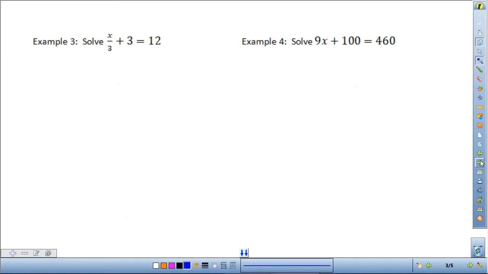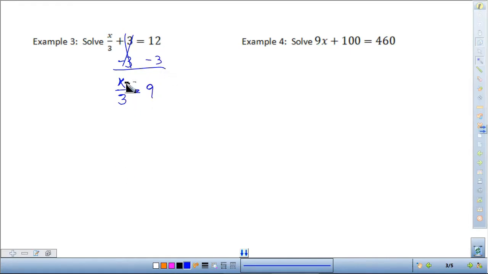The next one, we have something that's slightly different here. We're seeing a fraction. So remember that a fraction is the same as division. We just want to keep that in mind as we're solving this one. First thing, we're going to get rid of whatever is being added or subtracted. In this case, we have plus 3 on the left. So we're going to do the opposite, and we're going to subtract 3 from both sides. 3 minus 3 will cancel out, become 0. So on the left side, we're left with that fraction, x over 3. On the right side, we have 12 minus 3, which is 9.